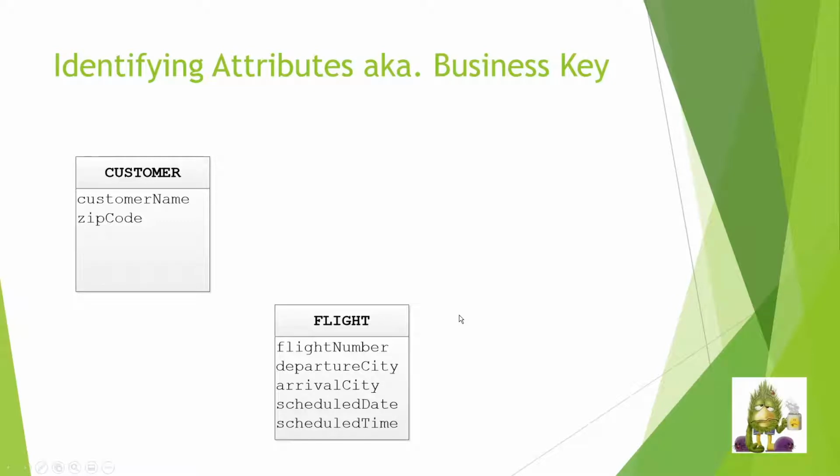It may be something a bit more complex, such as a flight is actually identified by flight number, departure city, arrival city, scheduled date, and the scheduled time in order to take care of any kind of duplications through our flight environment. Now, a lot of times something like this is only applicable within the source system.